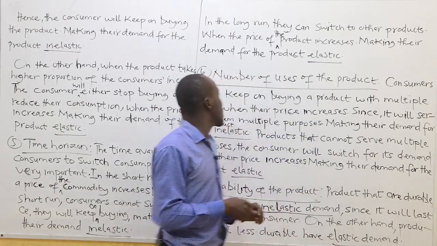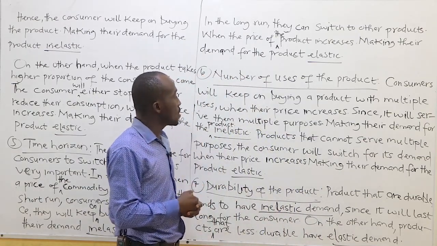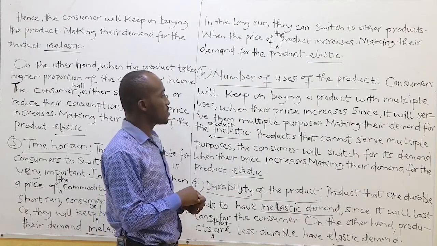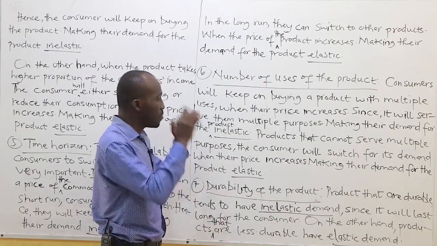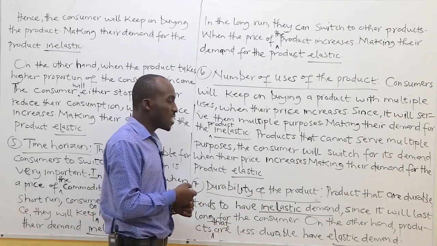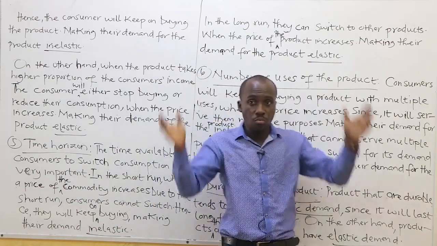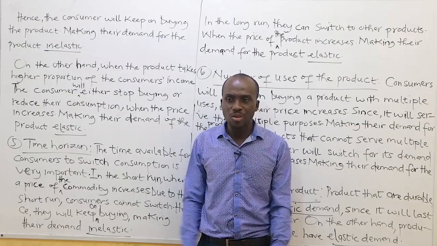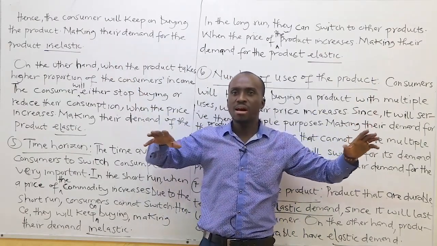That is elastic. Number of uses of the product. Consumers will keep on buying the product with multiple uses when their price increases, since it will serve them multiple purposes, making their demand for the product inelastic. So when the product serves the consumer multiple purposes, if I know that when I buy this product, I can use it for several things, right?